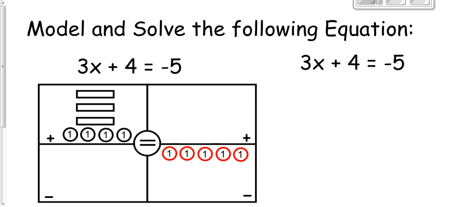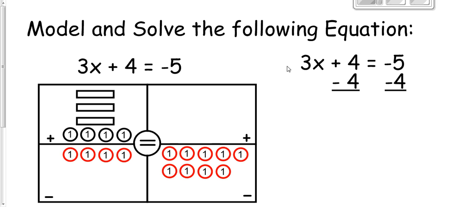Okay, so the first step, you should have modeled the equation on your mat, 3 x tiles, 4 positive tiles on the left side. On the right side of the double mat, 5 negative tiles.